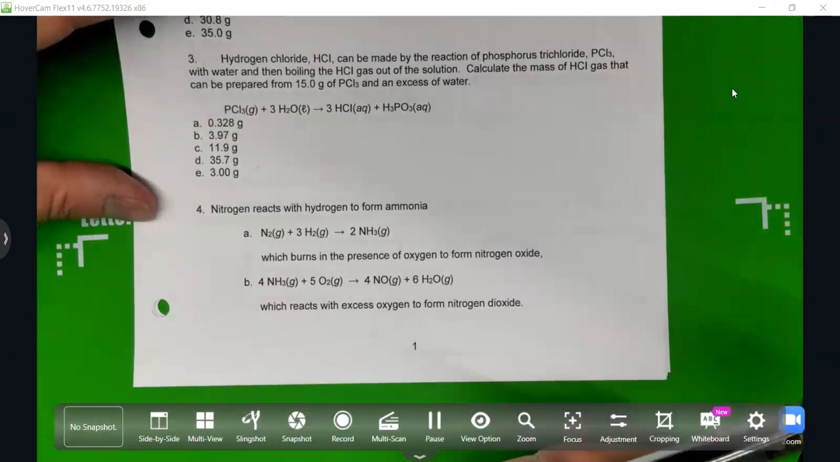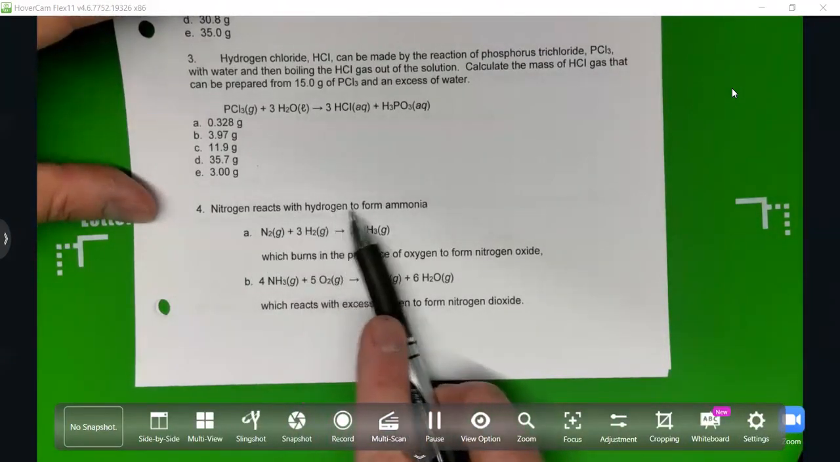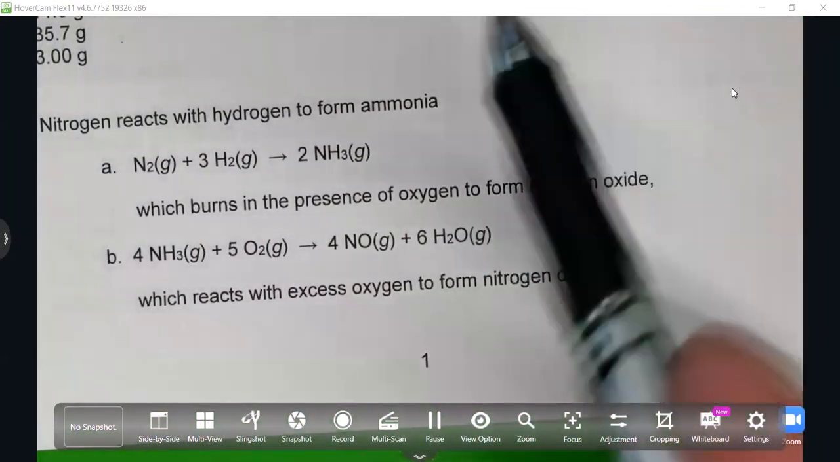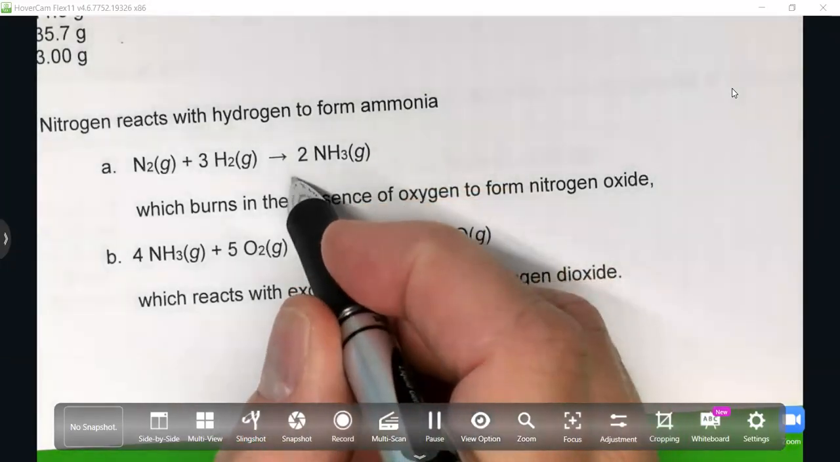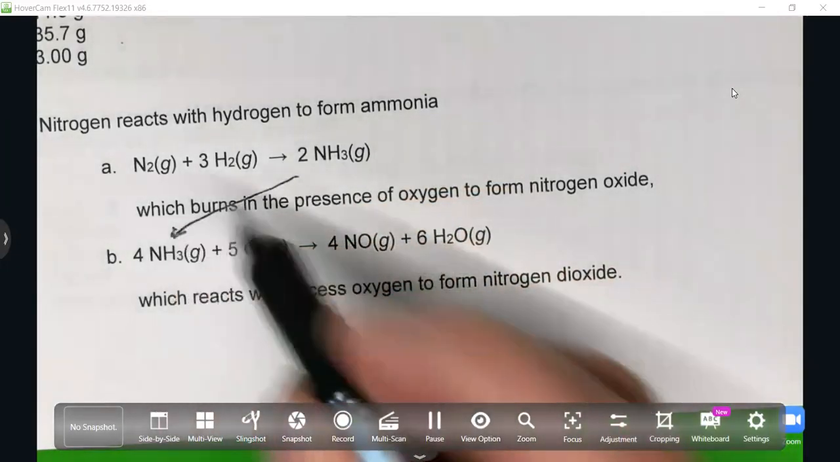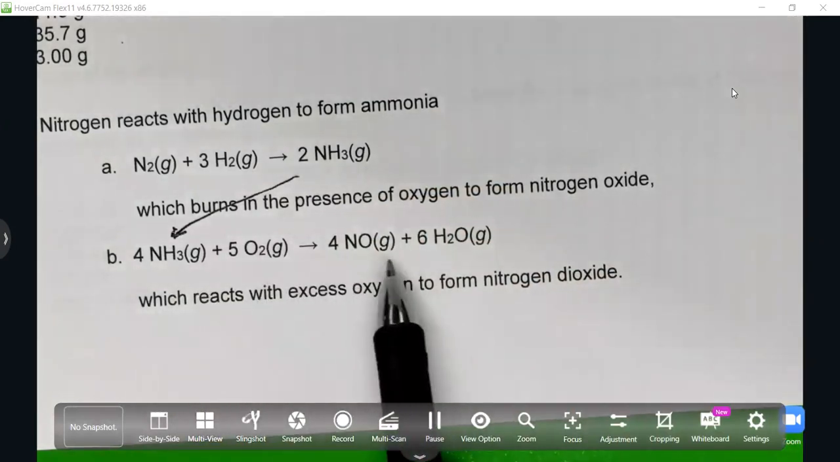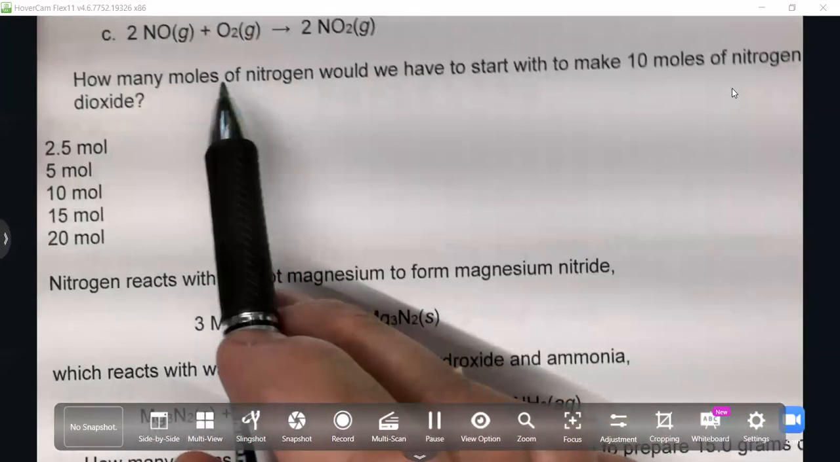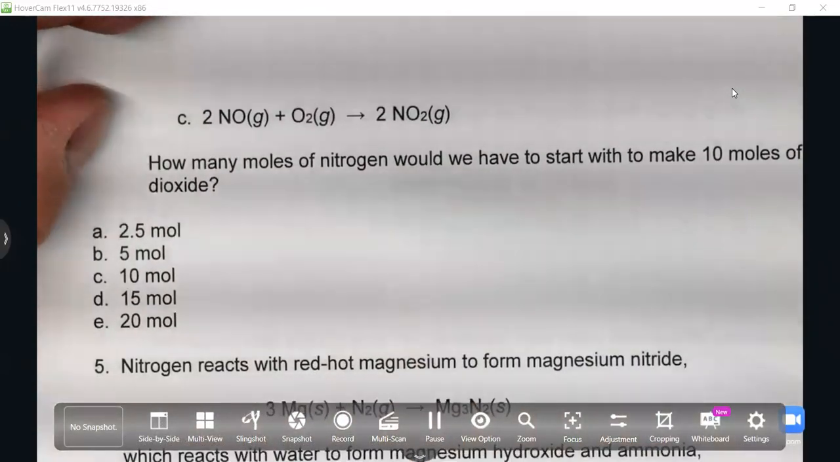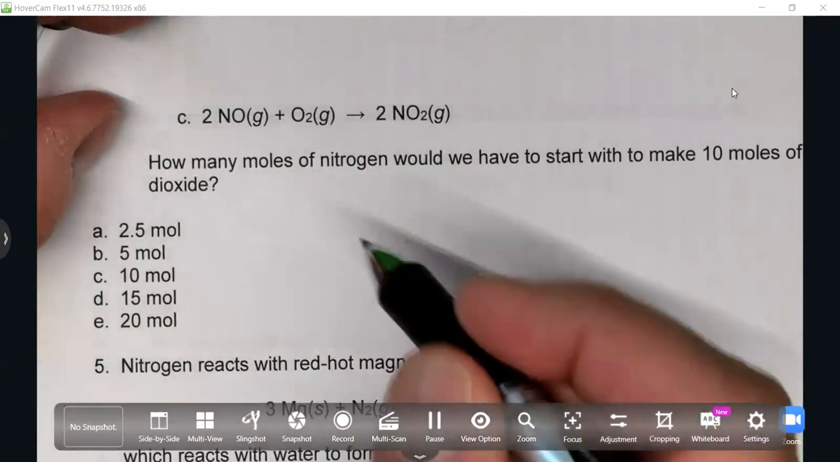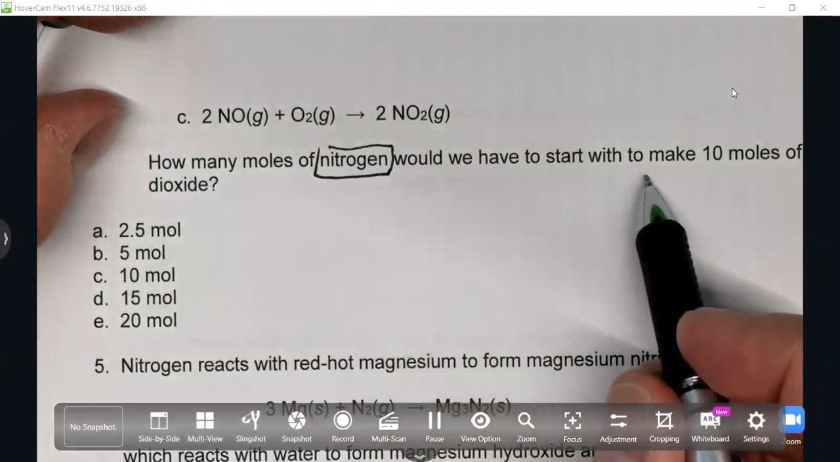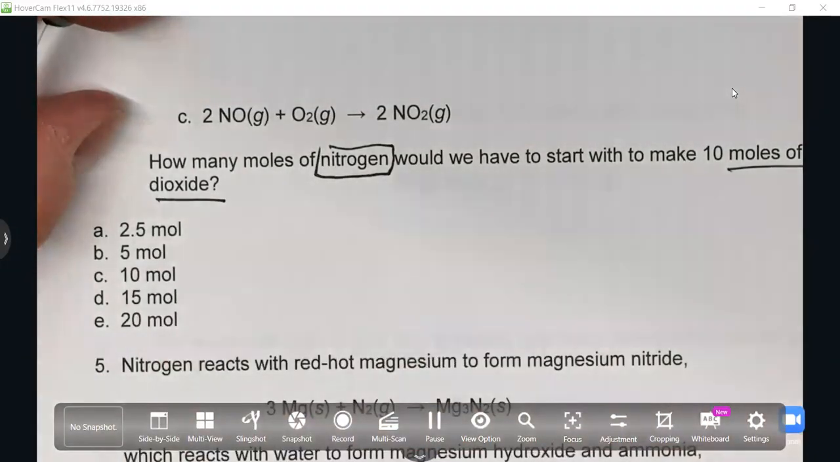Here is 4. Nitrogen reacts with hydrogen to form ammonia. Let me zoom in on this. Notice that this is the starting reaction. Then ammonia reacts with oxygen to produce nitrogen monoxide and water. I'm going to turn the page here. Let's see what we got. And then nitrogen monoxide turns into nitrogen dioxide. How many moles of nitrogen would we have to start with to make 10 moles of nitrogen dioxide?